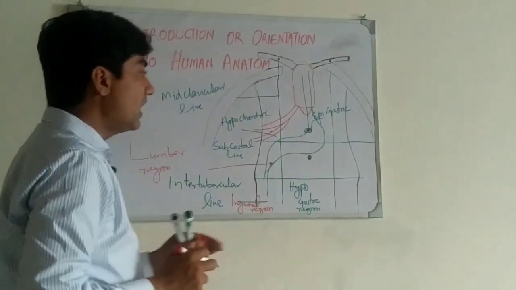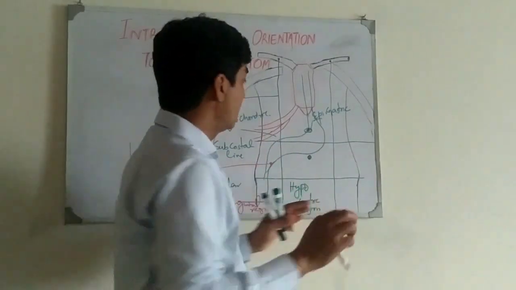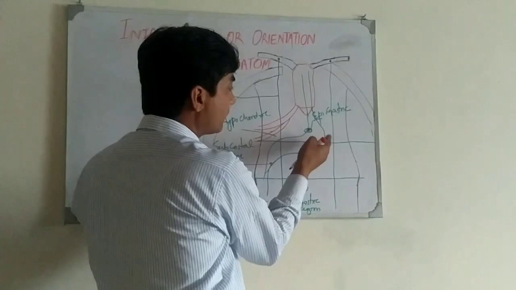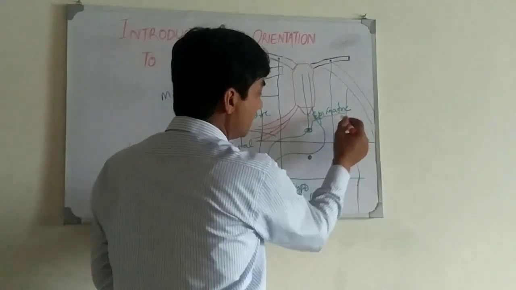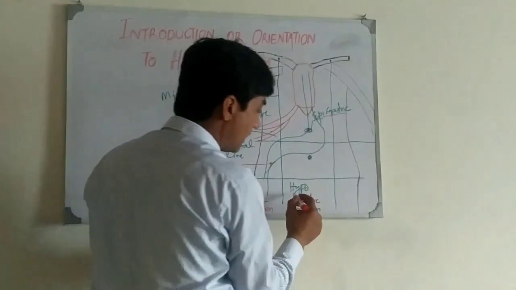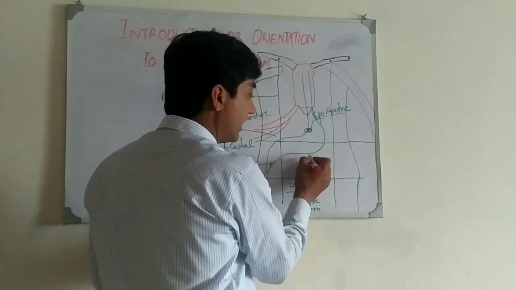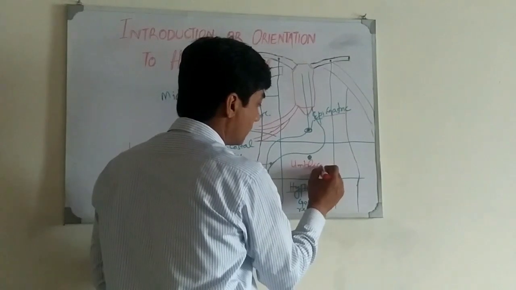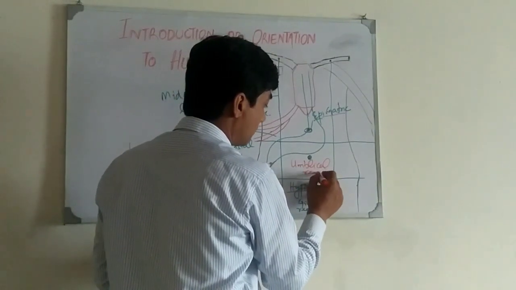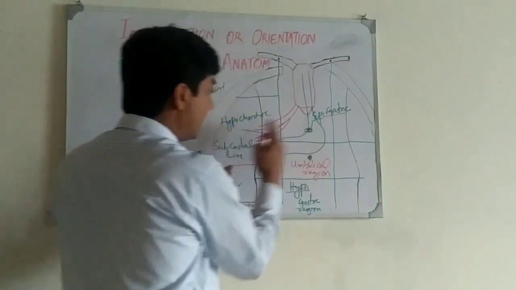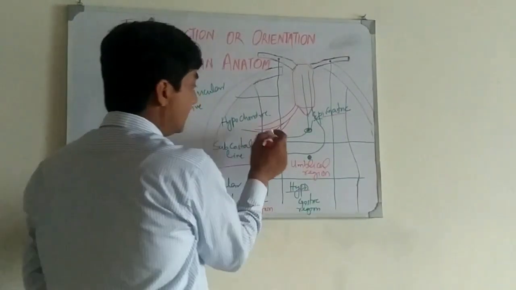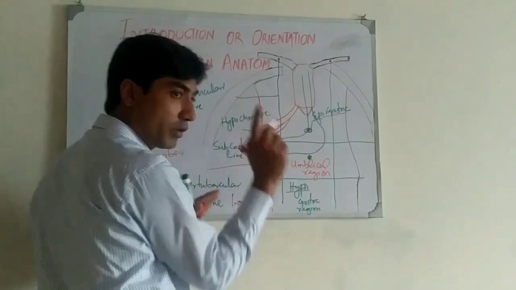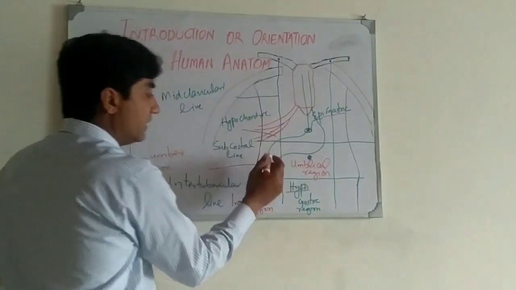So we have discussed 6 regions. These center regions: above the stomach is called the epigastric region, below the stomach is called the hypogastric region, and the center region is called the umbilical region. And at the left side and the right side, under the costal region, this is called the hypochondrial region.